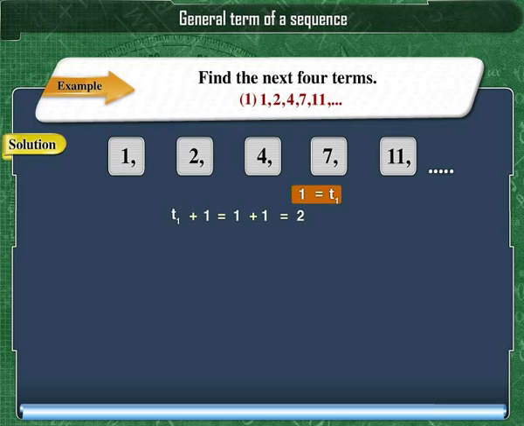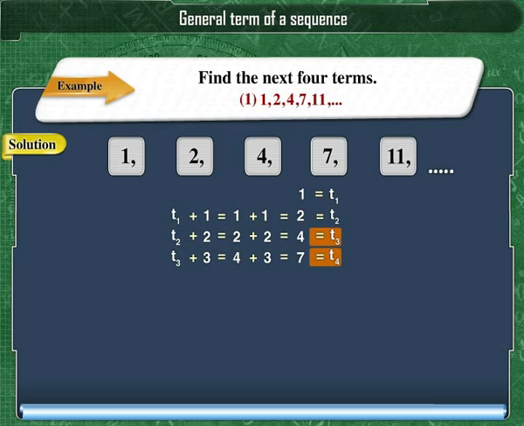1 is added to the first term to get the second term. 2 is added to the second term to get the third term. 3 is added to the third term to get the fourth term. 4 is added to the fourth term to get the fifth term. In this order, which number is to be added to the fifth term to get the sixth term? 5 is to be added to the 5th term to get the 6th term.